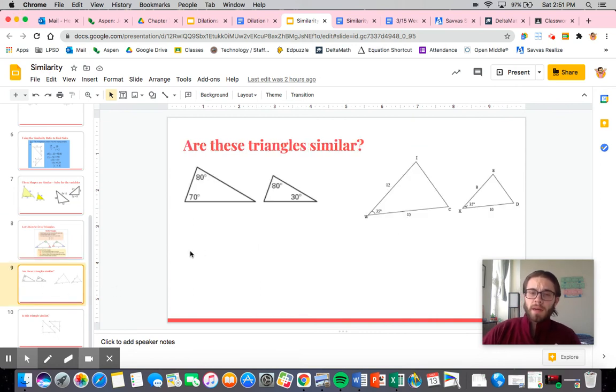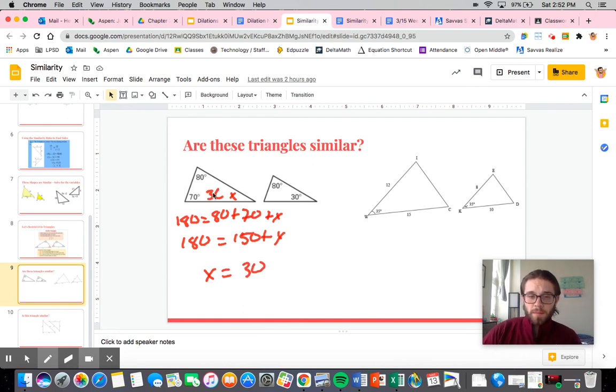So if we look here, what can we figure out? Well, since we're given angles, we do need to figure out if we have two sets of angles that are congruent, or I guess in this case, all three. So what do we know here? They all add up to 180. So 180 is equal to 80 plus 70 plus x, right? 180 is equal to 150 plus x. X is equal to 30. So that makes this one 30.